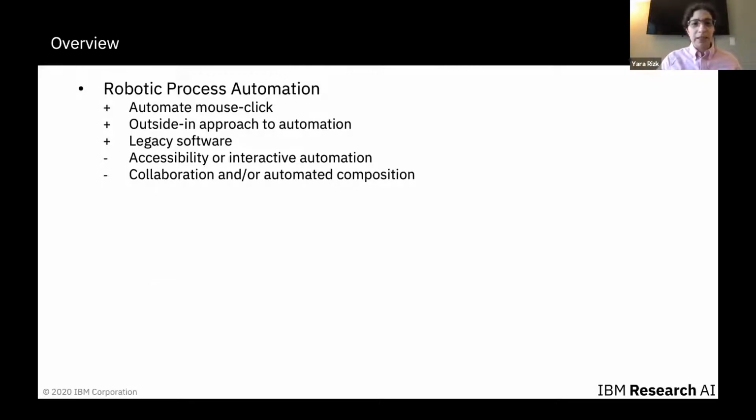So coming from an outside-in approach to automate manual tasks by automating the mouse click has produced some important advancements in incorporating automation to enterprise companies that tend to rely on legacy software.